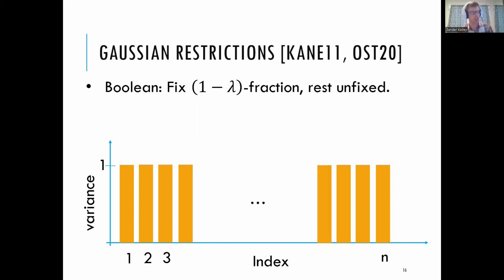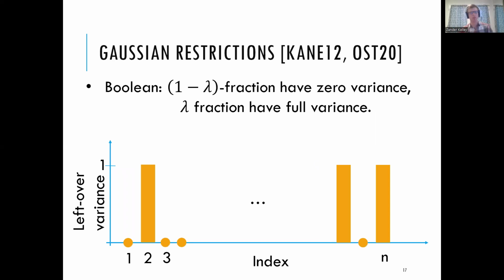So I'm imagining that at the beginning, each variable has unit variance. It can vary between 0 and 1. And then after the restrictions, some of the variables are fixed, some of them are free. And I would like to describe the outcome of the restriction as leaving some lambda fraction of the variance on average among the remaining variables.